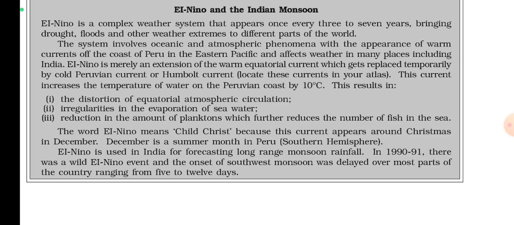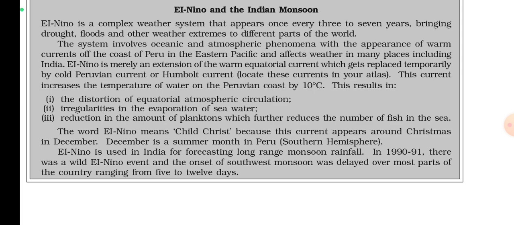The result is the distortion of equatorial atmospheric circulation, irregularities in the evaporation of seawater, and a reduction in the amount of plankton, which further reduces the number of fish in the sea.